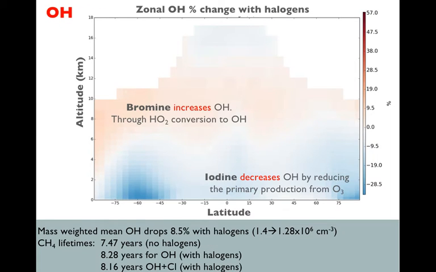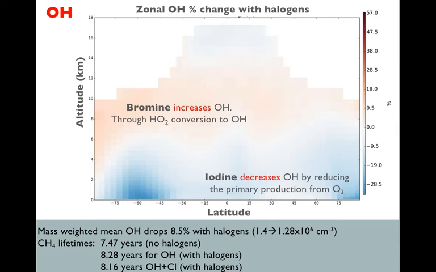If we look at OH, overall the OH concentration drops with the inclusion of the halogens by about 8.5%. So our global mean OH concentration goes from about 1.4 times 10^6 to about 1.3 times 10^6. The different halogens have different tendencies towards changing the OH. Iodine tends to decrease the OH concentration, while bromine tends to increase it. Bromine tends to recycle HO2 into OH faster, whereas iodine tends to drop the production faster.